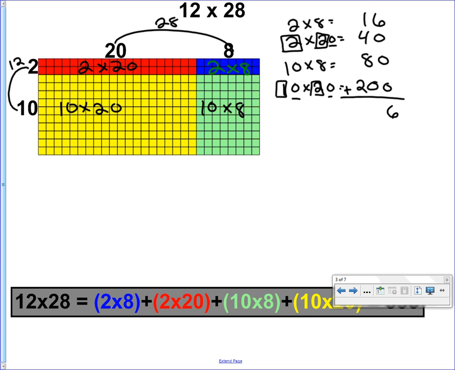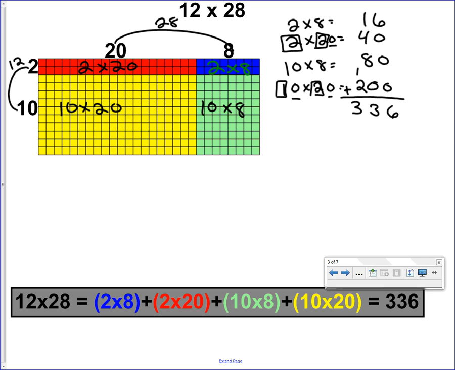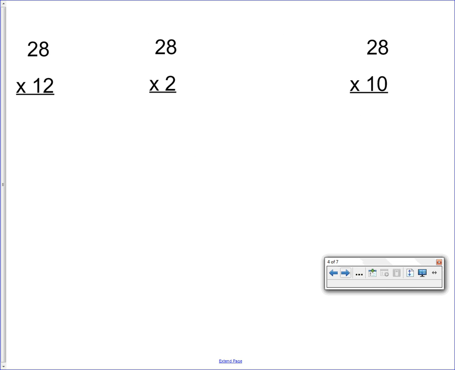Add those together, we get 6. 1 plus 4 is 5. 5 plus 8 is 13. 2 plus 1 is 3. I got 336. Let's check our math down here. There it is, 336. So we're just breaking our numbers apart and multiplying our smaller sections and then adding them all back together.